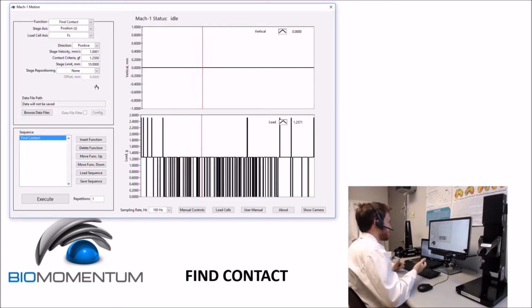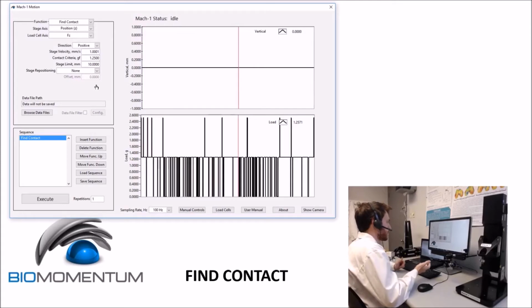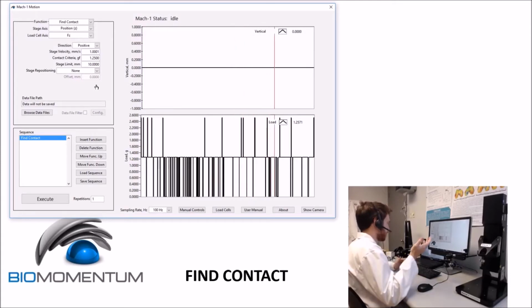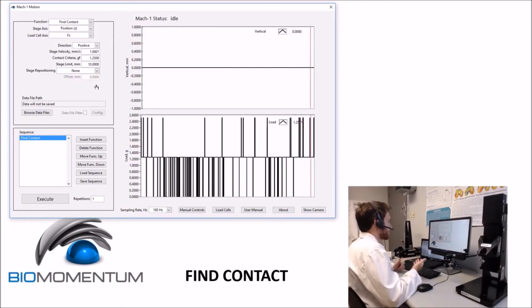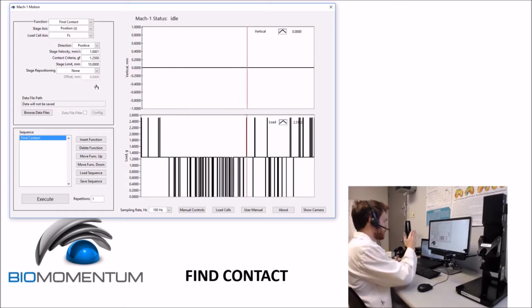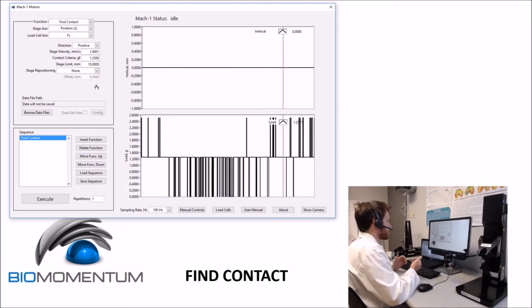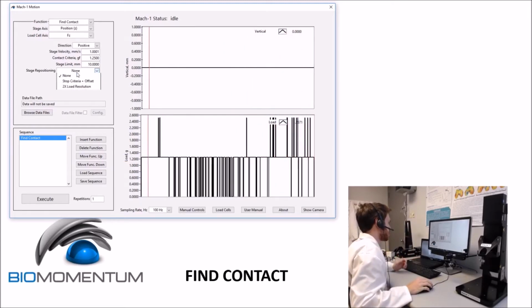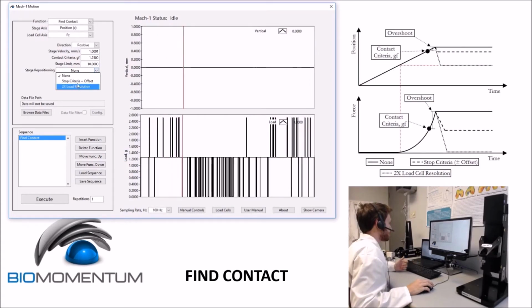Depending on the predefined stage velocity, the stage can overshoot the desired position. This is normal in the case of displacement-controlled machines because of the hardware delay. In order to compensate for this overshoot, the find contact function automatically analyzes the generated load displacement curve and repositions the stage based on the selected stage repositioning options. There are 3 stage repositioning options.